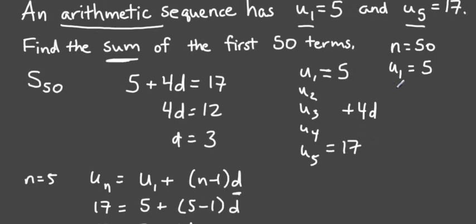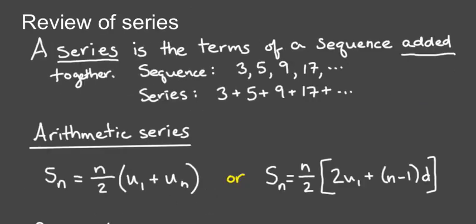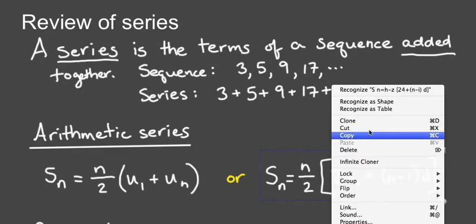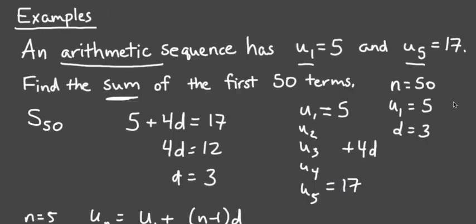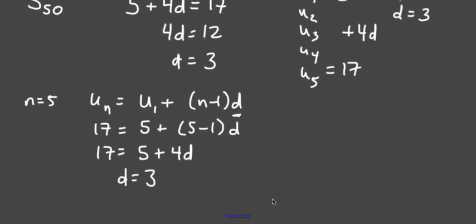So now I know also my d. n, u1, and d, the formula that involves those three things is the second one. So I'm going to choose that second formula and continue with this problem.